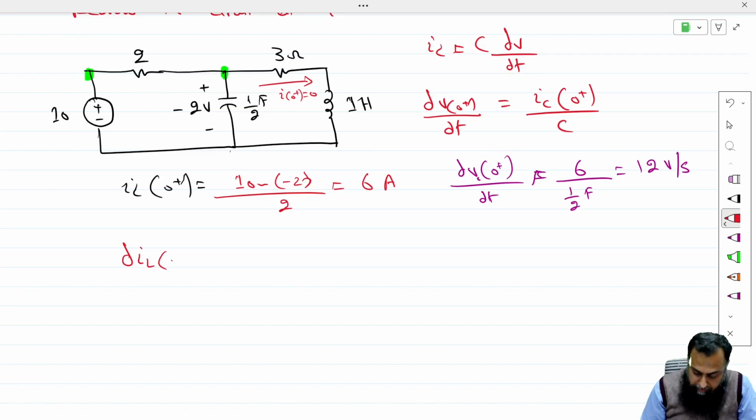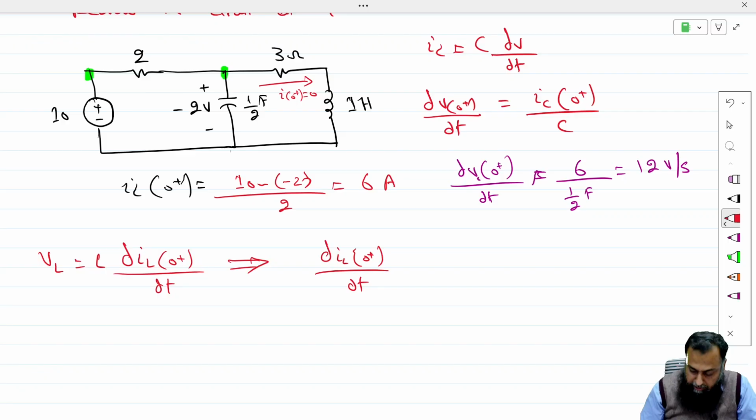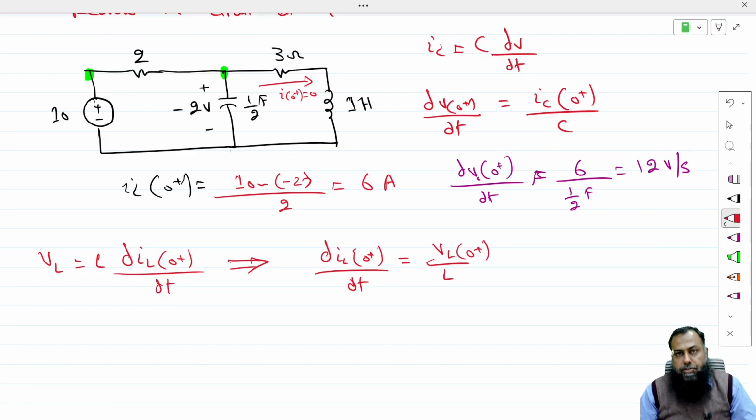Now we can also find out the rate of change of the inductor current, diL(0+)/dt, and that we can calculate by using the expression for the voltage across the inductor. Therefore, we know that VL is equal to L diL(0+)/dt. This implies that diL(0+)/dt is equal to VL over L, and we need to find out the voltage across the inductor right after the switch is operated.